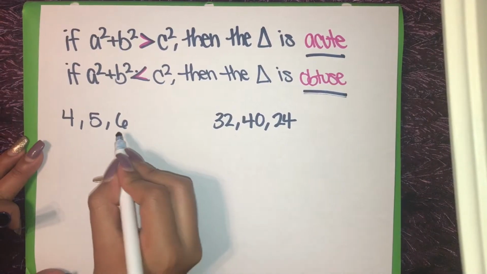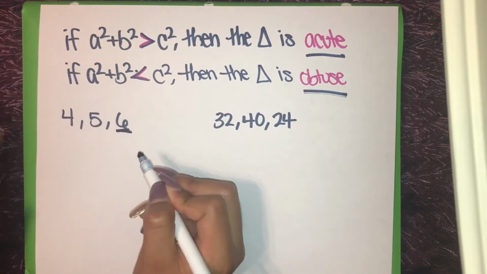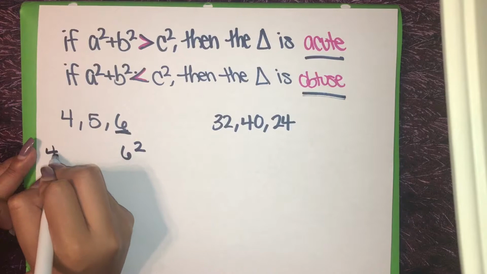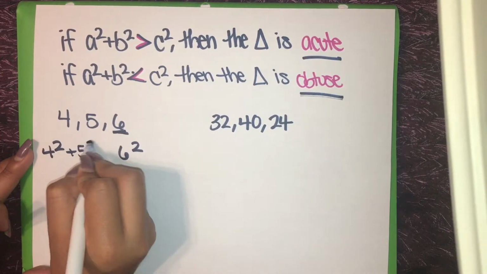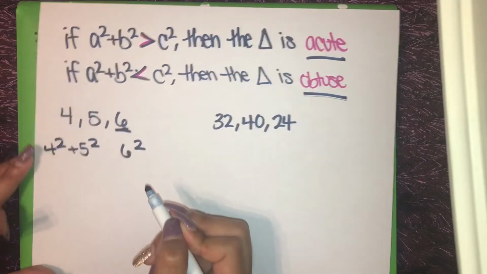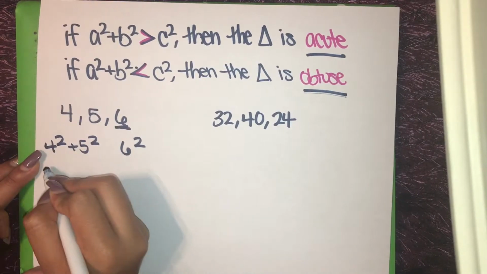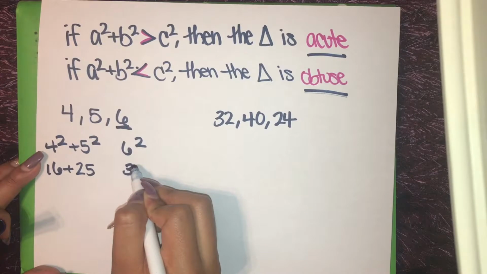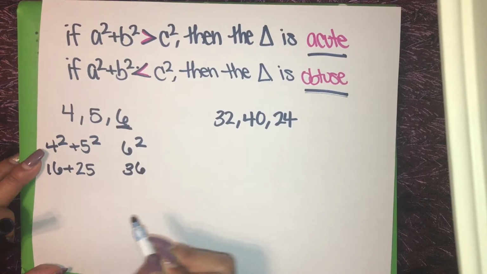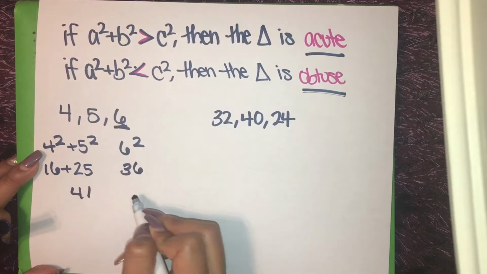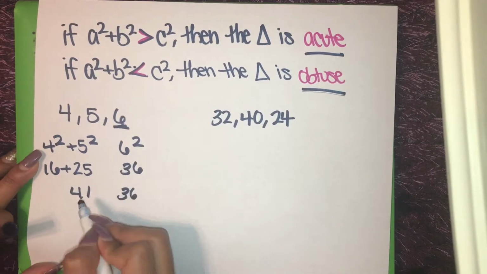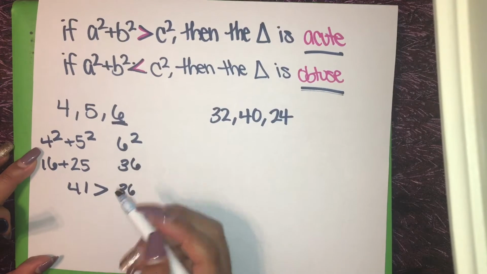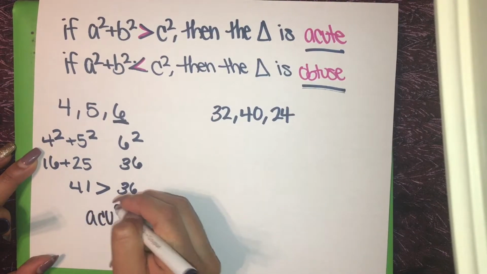We have 4, 5, and 6. 6 being the greatest, making it c squared. Then we have 4 squared plus 5 squared, and we leave a space blank. 4 squared, 16 plus 5 squared, 25, and then 6 squared equals 36. 16 plus 25 equals 41 and 36. 41 is greater than 36, making it an acute triangle.